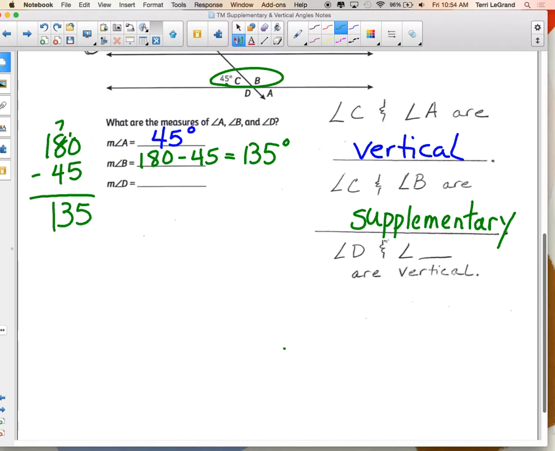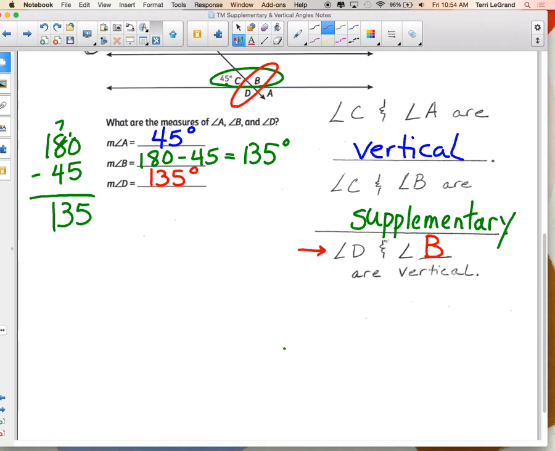Well, I'm looking for an angle that has a vertical angle relationship with D, since D is the one we still have left to find. Harley? B. So when we look at angle D and B, we can say angle D and angle B are vertical. Well, do we know angle B? Yeah, what is it? 35. Well, then what does that make D? 135 degrees, because they have a vertical angle relationship.